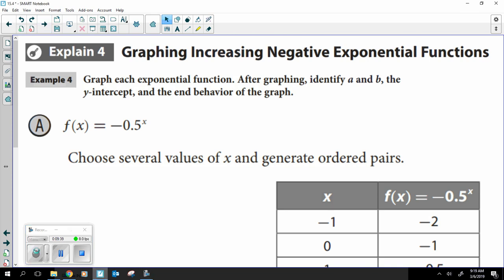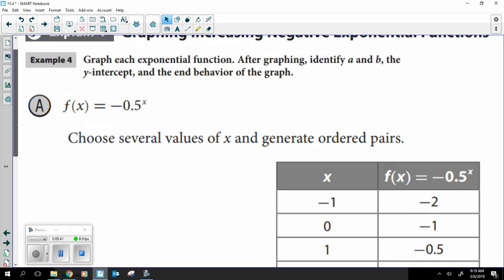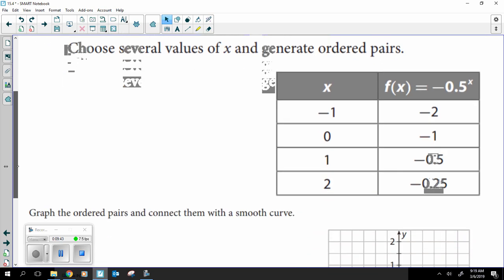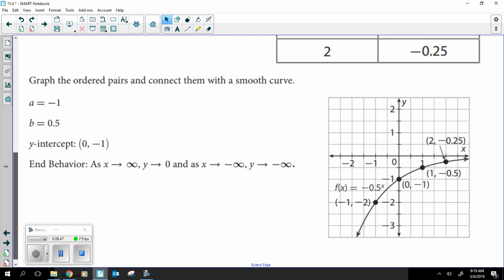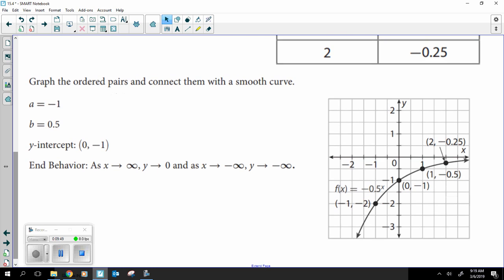They've gone ahead and worked these out for me. We've seen this before, it's just in a negative aspect. And here they graphed it for us, and a equals -1, b equals 1/2. Again, I don't like decimals as much as I like fractions. Y-intercept is 0, comma a, or 0, comma -1.